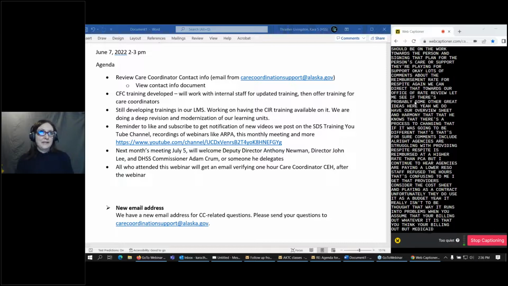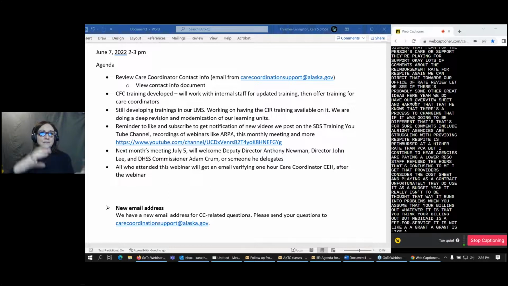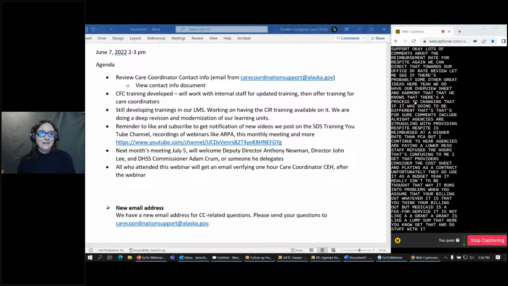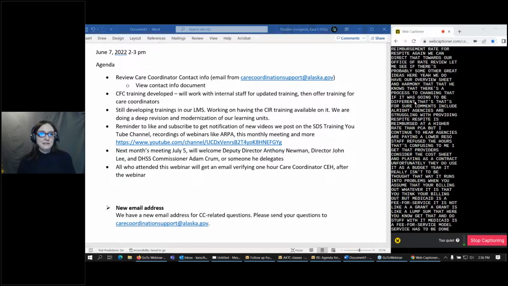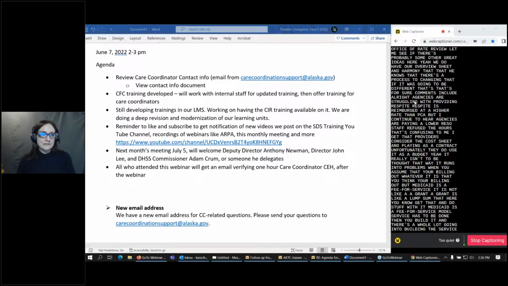But Medicaid is a fee for service. It is not like a grant. A grant is like a lump sum that you get and do things with. Medicaid is a fee for service model. The service has to be done, then you bill it. And there's a whole lot going into billing the service, as I said.